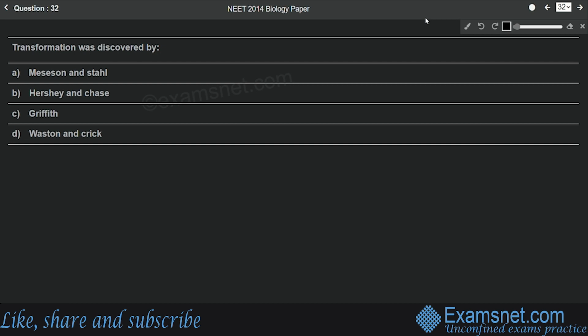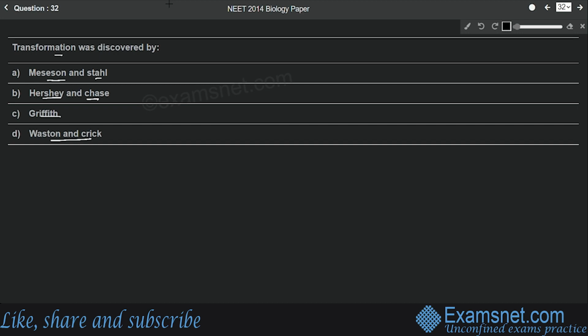Question number 32 is again from the chapter Molecular Basis of Inheritance, and the question is, transformation was discovered by, options are Michelson and Starr, Hershey and Chase, Griffith and Watson and Crick. So what is transformation? It is one of the processes of transferring the genetic material through the cell membrane in the form of naked DNA.